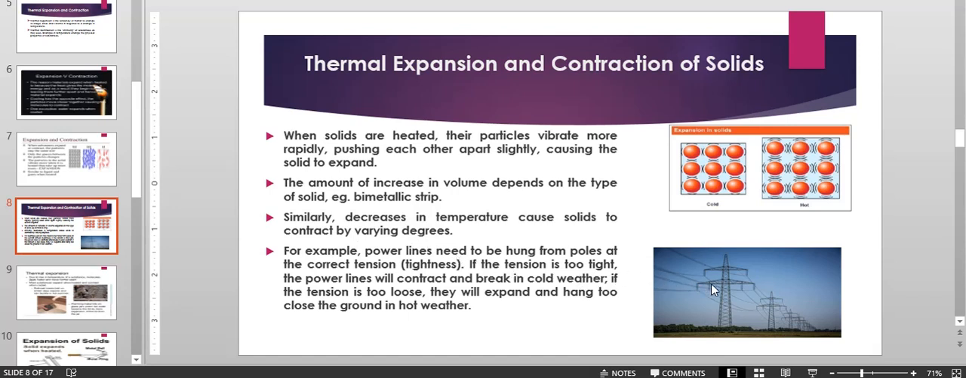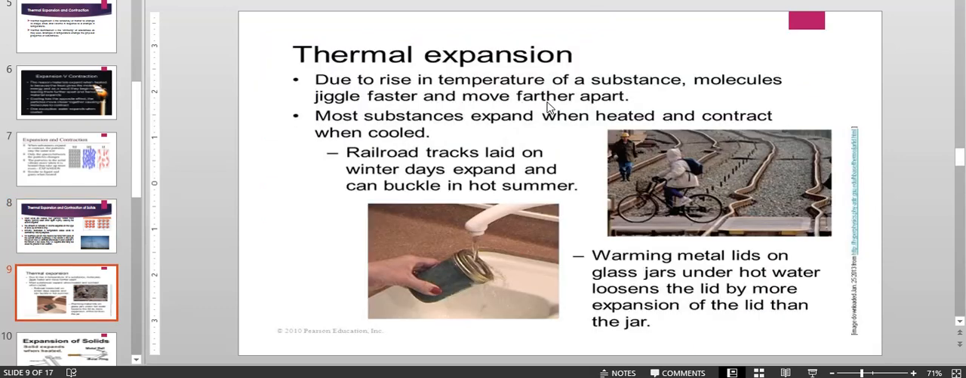For example, the power lines need to hang from the pole at the correct tension. If the tension is too tight, the power lines will contract and break in cold weather. If the tension is too loose, they will expand and hang too close to the ground in hot weather. So, due to the rise in temperature, a substance's molecules jiggle faster and move further apart. This is basically the reason why the spaces are left in between the railway tracks. If not left, the railway tracks will bend and cause accidents.